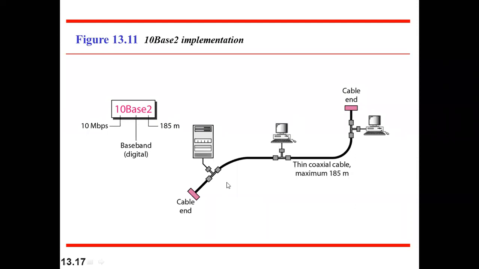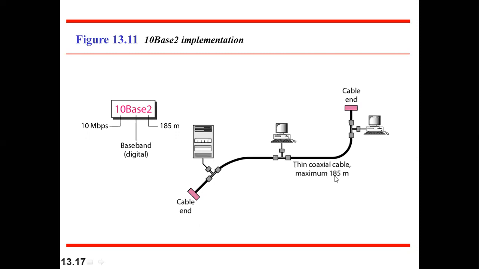There it was a thick coaxial cable. The difference is with respect to the physical structure of the coaxial cable, and here it is thin coaxial cable, with a maximum length of 185 meters. In the previous example it was around 500 meters, but it was thick and physically very difficult to handle and bend. Whereas here we can easily bend it according to our requirement.